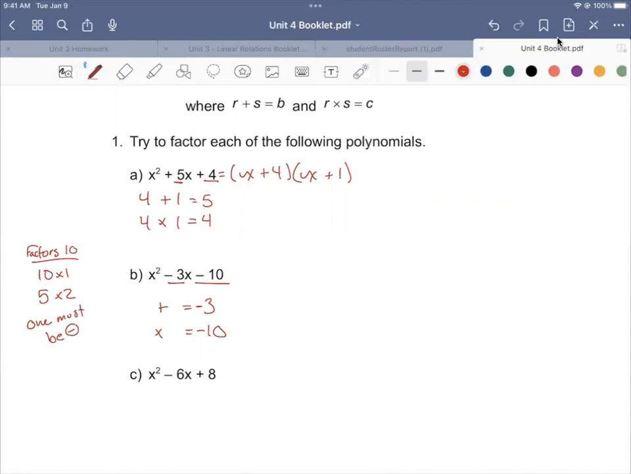So if I do say negative 10 plus 1, that would give me negative 9, so that wouldn't work. If I did 10 plus negative 1, that would just give me 9, so that one does not work for addition. So we know that one can be crossed off. If I did negative 5 plus 2, that gives me negative 3, and that works. So I know that I will get x plus 5 times x, so that should be negative 5 plus 2.